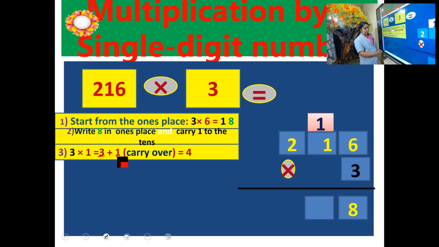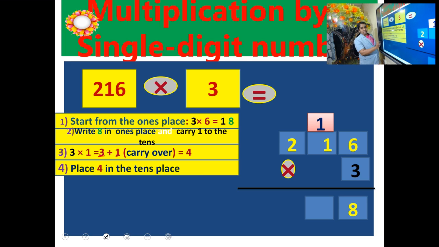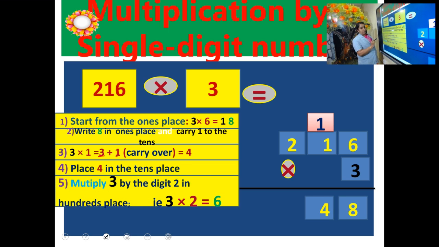So 1 is in the tens place. You are multiplying 1 in the tens place. So you have to write 4 just below the 1. Just below the 1. So clear? So the second step is also completed. What is the next step?